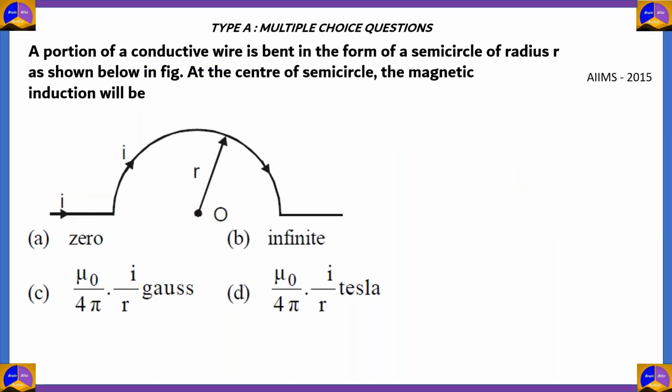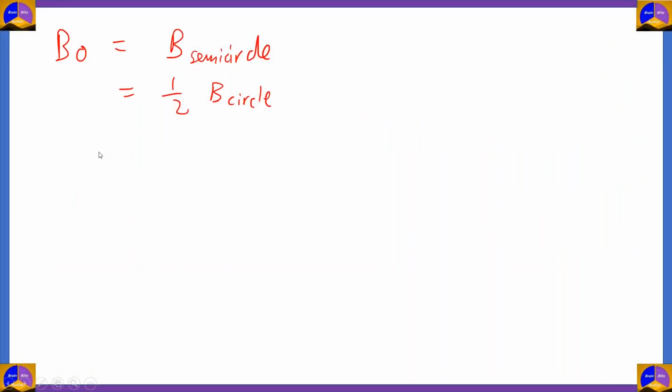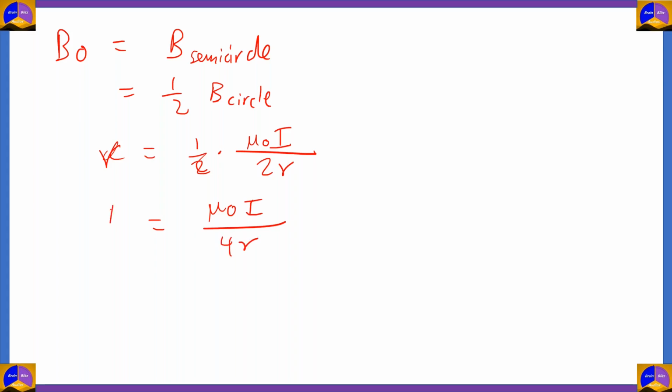Now in this semicircle, we have a radius small r. So the radius is small r. So now what we do is we put in the formula. The formula is 1 by 2 times mu naught I divided by 2 times r. So it becomes mu naught I divided by 2 times 2, which is 4r. So this is the magnetic field at the point O.